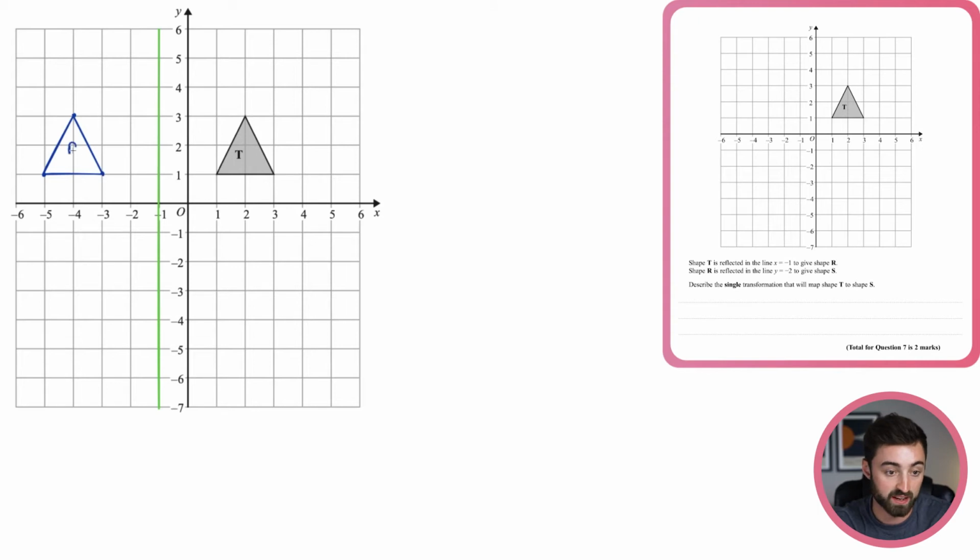Cool, so we've got shape R, rinse and repeat. This is now reflected in the line y equals -2 to give shape S. So get the line y equals -2 down, that is down here.